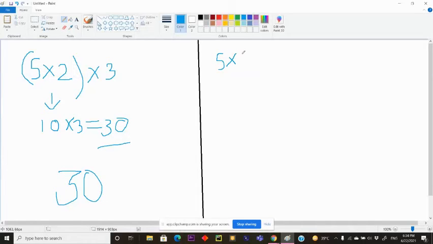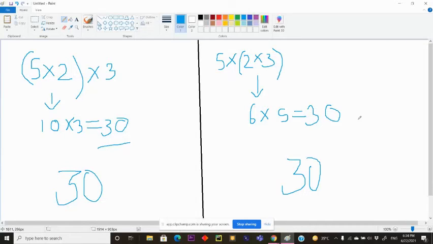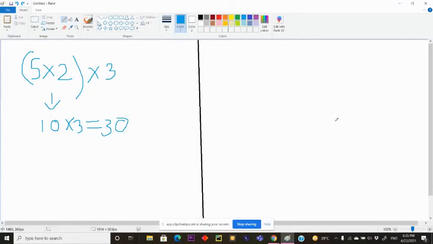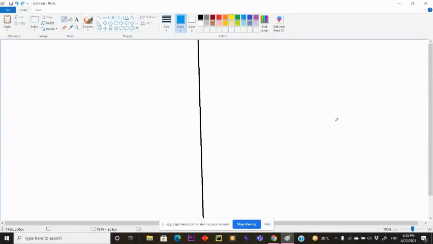And what if I don't group like this? I group like this. Now what will happen? 3 2s is 6, 6 5s are 30. This will come as 6 into 5 is equal to 30. The answer here is also 30. So this proves the associative property is for multiplication. It is for addition also.